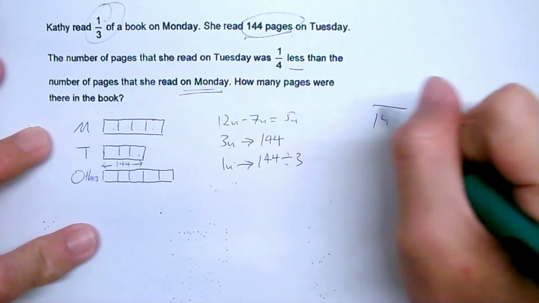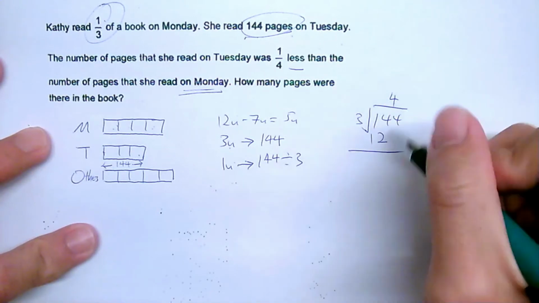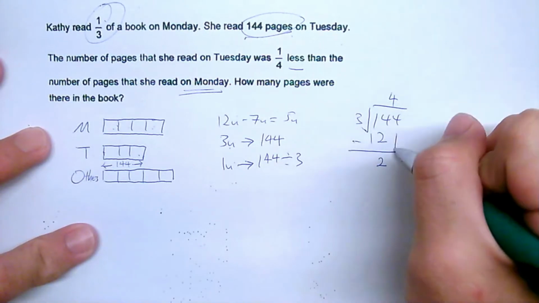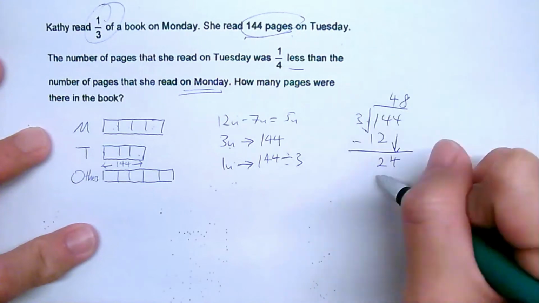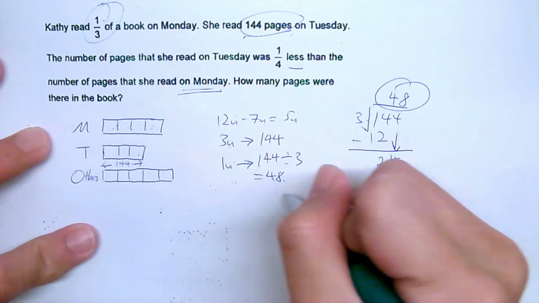So 144 divided by 3, that will be 4 times 3 will give me 12. So 14 minus 12 will be 2. Bring down your 4. 8 times 3 will give me 24, and done. So the answer is 48. So each unit is 48.